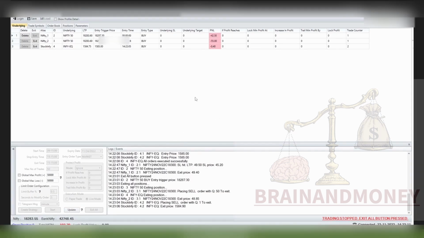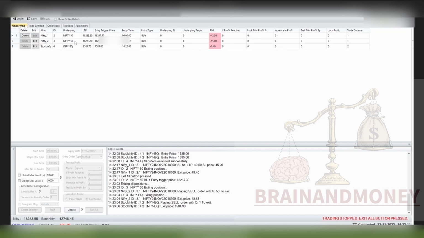Just to demonstrate how it looks when the software is running and taking the trades, we have taken some screenshots in the morning. I will be showing you the same. So this is the underlying tab over here. It shows you what strategies are added. Let's say if you have added Nifty 2 times with different settings and you have added Infosys stock, it will show it like this.